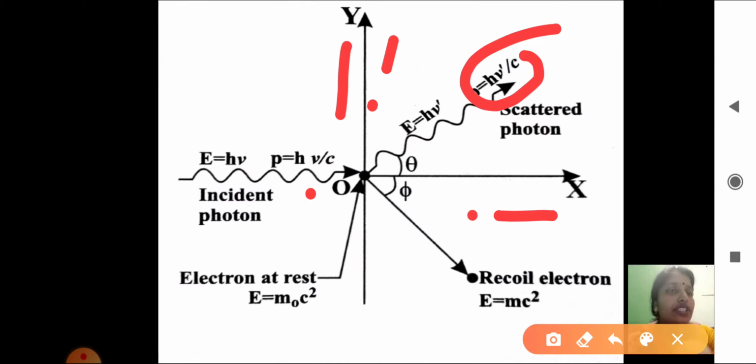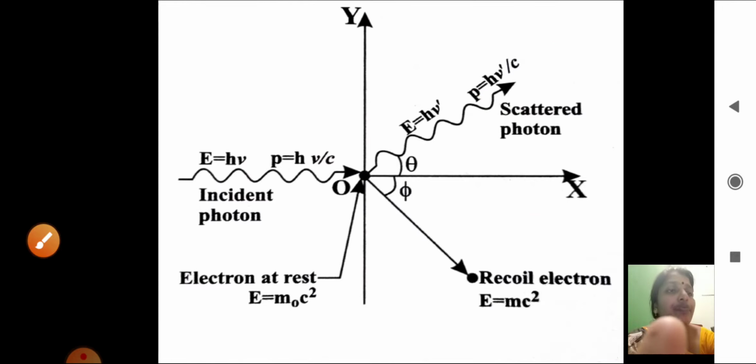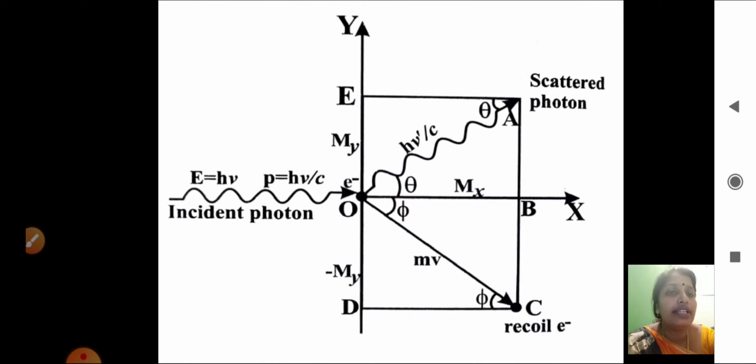Before and after the collision, the x component and y component of momentum are analyzed. The next figure shows the incident photon energy and momentum, P equal to h nu by c. This graph is plotted showing the scattered photon and the recoil electron, joined to form the triangles OAB and OBC.